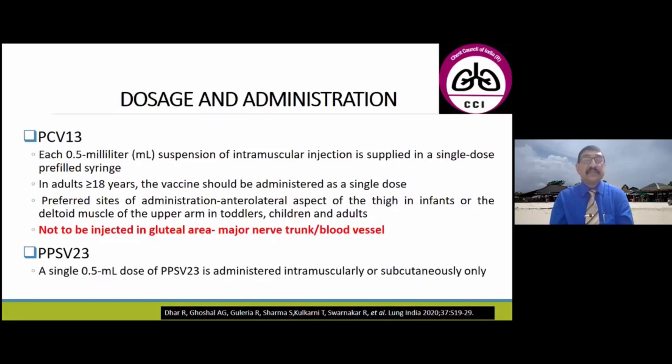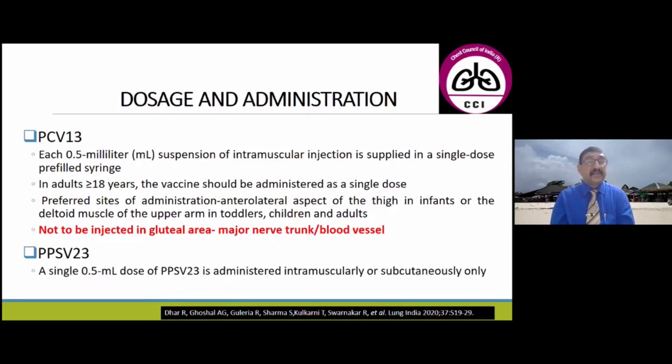Preferred site of administration is the anterolateral aspect of the thigh in infants, or the deltoid muscle of the upper arm in toddlers, children, and adults. It is not to be injected in the gluteal area, where there are abundant major nerve trunks or blood vessels.